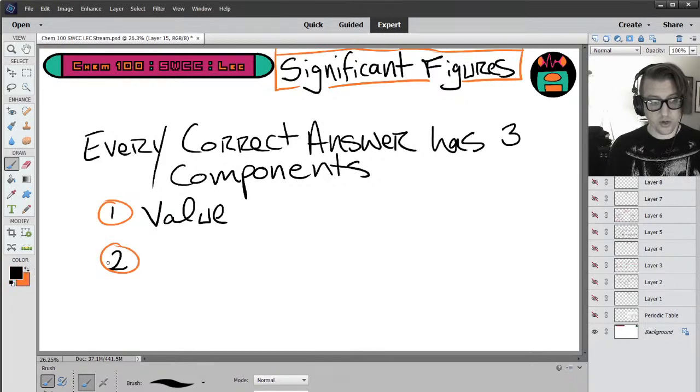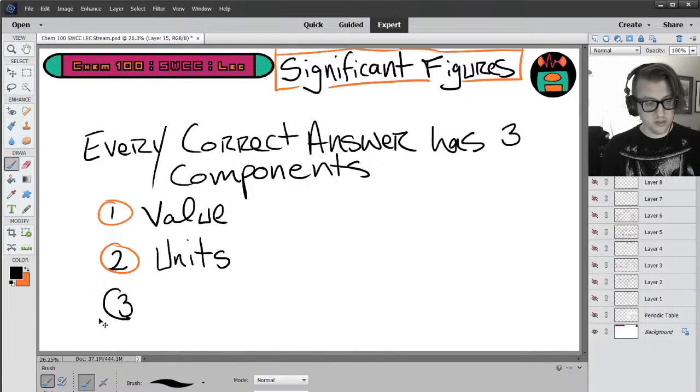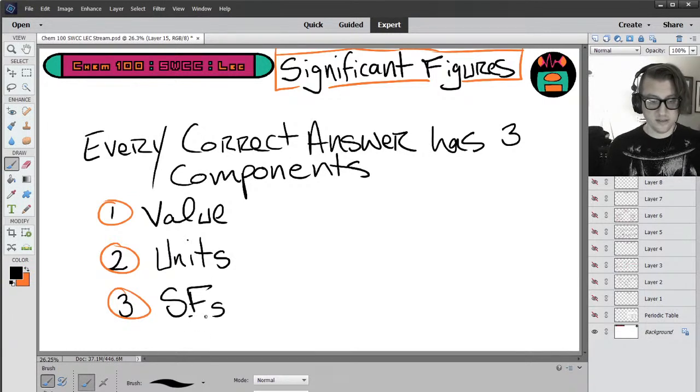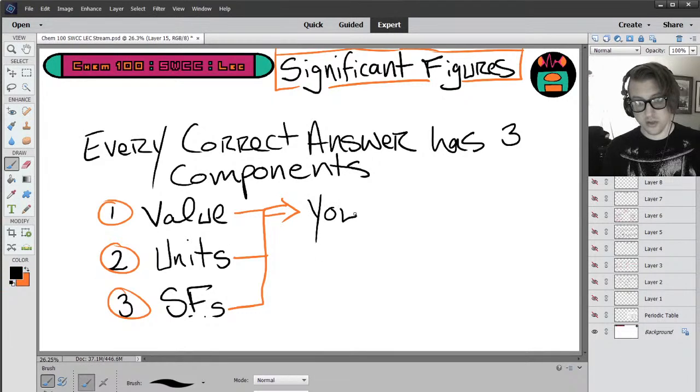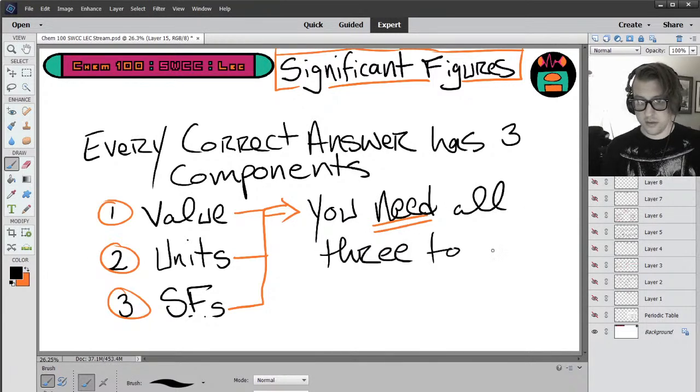Two, you have to have the correct units. If the answer is 10 meters and you put 10 feet, that answer is wrong because it does not have the correct units. And third, you need the correct number of sig figs. All right. And this is what you want to keep in mind moving forward: you need all three to get an answer right.